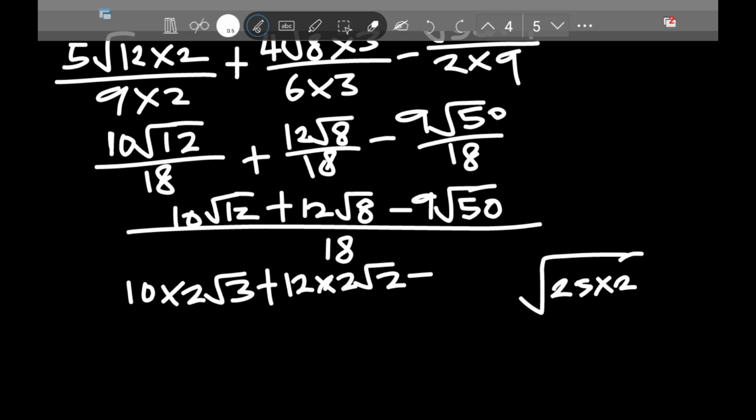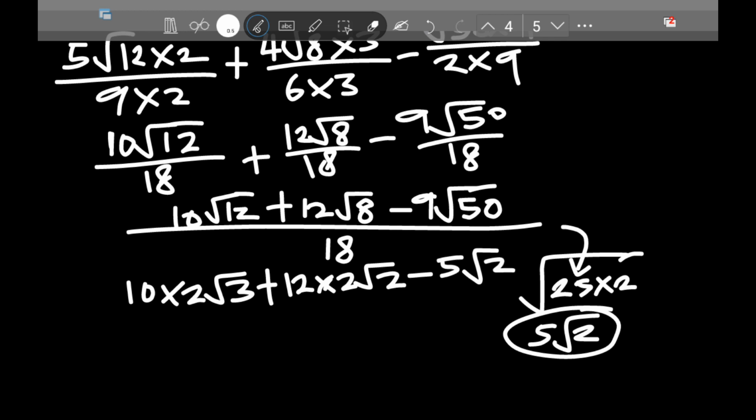Now, what is the square root of 25 specifically? The square root of 25 is the number which, multiplied by itself, gives us 25, which is 5. So 5 times 5 is 25. So you get 5 root 2. You should know how I got that 5 root 2 now, because the 5 can be written as a whole number outside, but the 2 cannot be written as a whole number. So that is why I got 5 root 2. So over here, you want to write 5 root 2 over your 18.